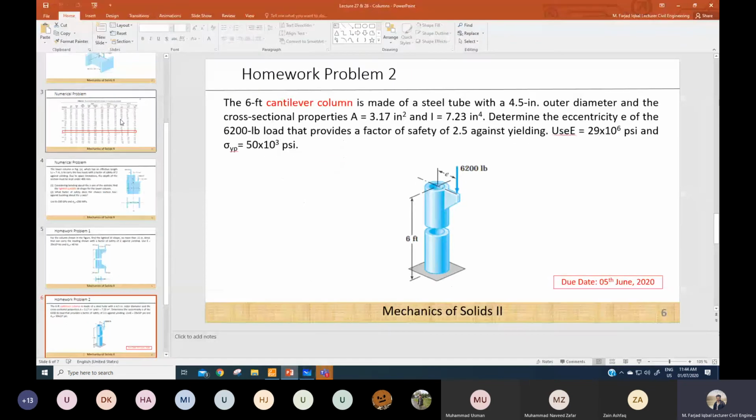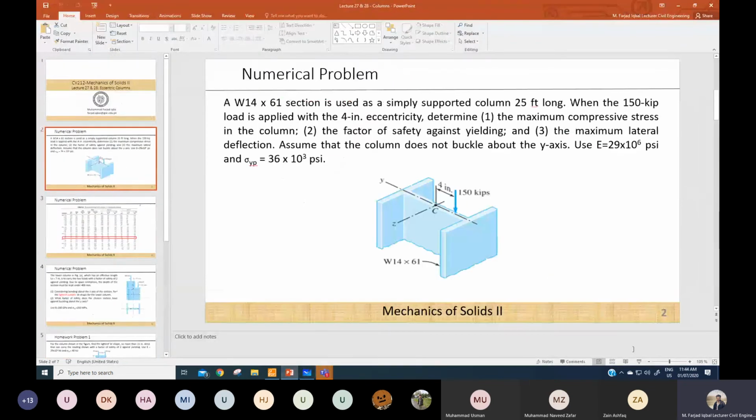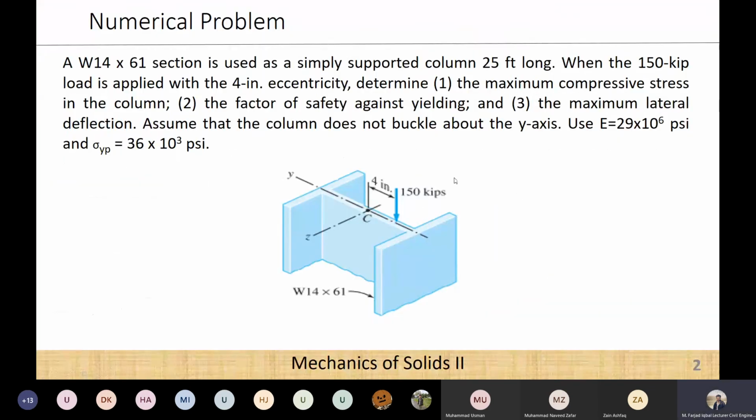So let's solve one example problem. We have this column in which the section is specified as W14 into 61, which is used as a simply supported column. The simply supported column is again the same column as we have made our derivations for. The length is given as 25 feet.